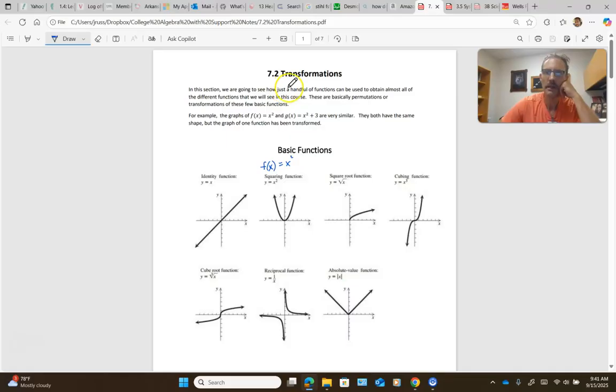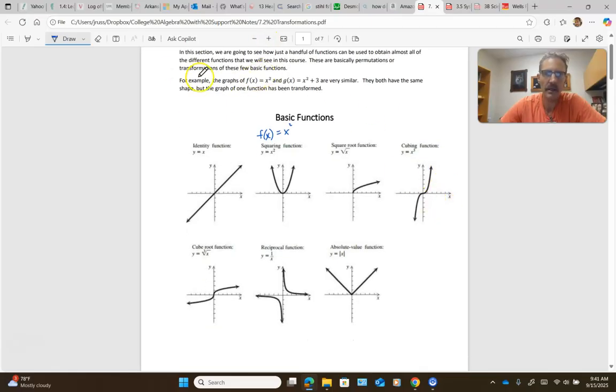Okay, all right, so let's see. In this section we're going to see how just a handful of functions can be used to obtain almost all the different functions that we see in this course, and that's true. In the next section we're going to study quadratic functions in more detail. Well, all those different quadratic functions are just transformations of this basic x squared. It says these are basically permutations or transformations of these few basic functions. So let's look at them, guys.